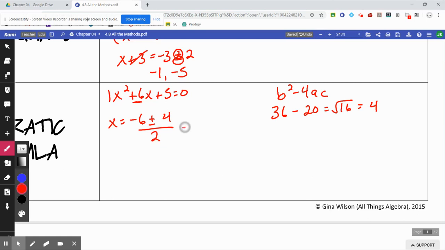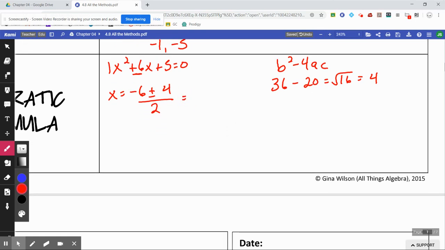So now there's everything plugged into your formula. Your two answers are going to be negative 6 plus 4, which is negative 2, divided by 2, and negative 6 minus 4, which is negative 10, divided by 2. That gives you those same negative 1 and negative 5 as answers.